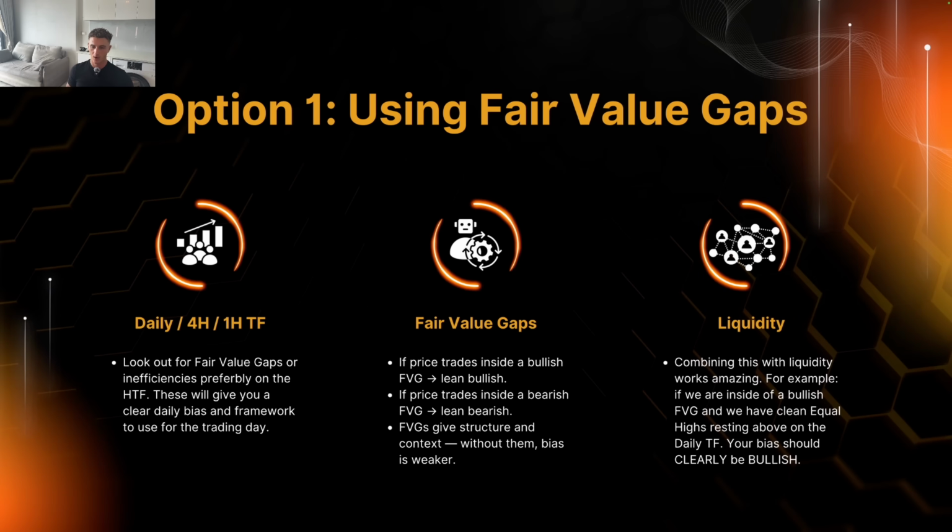Okay, so what I like to do starting out is start on the daily time frame. So look out for any fair value gaps or inefficiencies, preferably on the higher time frame, such as the daily. Make sure to mark these out on your chart. These will give you a clear daily bias and framework to use for that trading day. Now, I like to use the daily, the 4 hour, and then the lowest I'll go is the 1 hour. So if there's no fair value gaps on the daily, I'll jump down into the 4 hour. If there's no gaps on the 4 hour, I'll jump down into the 1 hour. I don't like to go below that time frame.